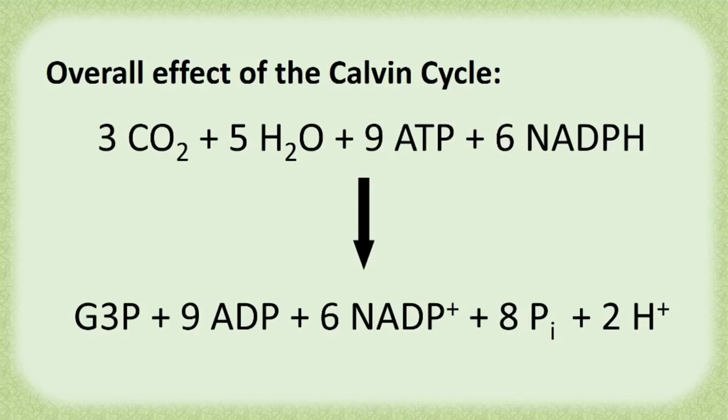If you want, you could go back and look at the steps of the Calvin cycle and do the maths and see how those 3 passes through it do indeed require that number of ATPs and NADPHs.